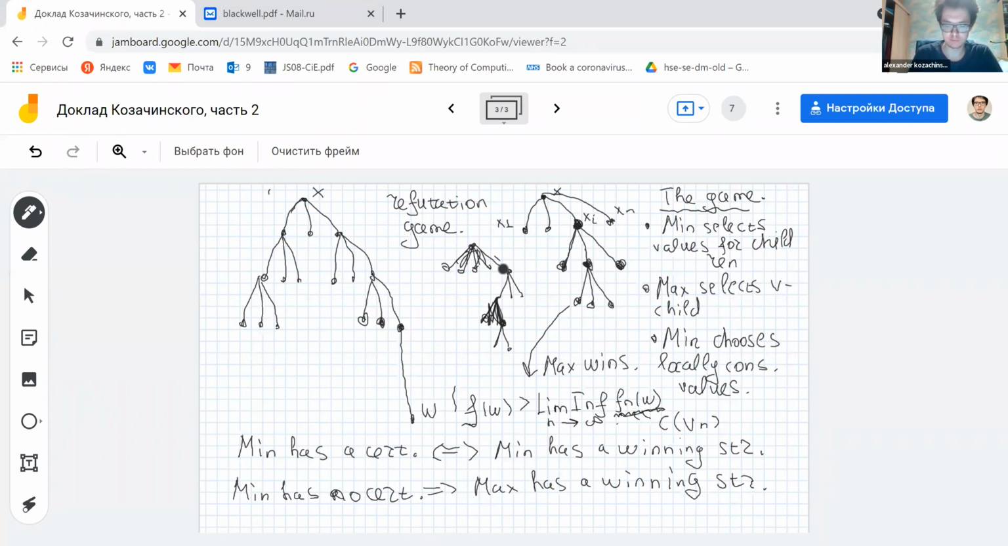Okay, so in this case, we will now use a winning strategy of Max in this refutation game to construct a certificate for Max, for some smaller value of cost. Let's not pay attention to these tiny details as of now. As I said, I will construct a certificate for a function.